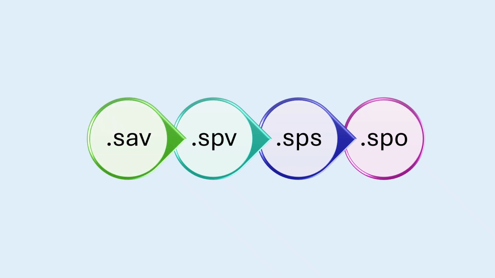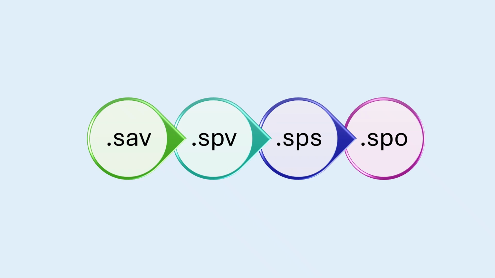SAV format. This is your main dataset file. This is where all your data lies, so always make sure to save your work in this format. SPV format. This is your output viewer file. All your charts, tables and analysis results get saved here.